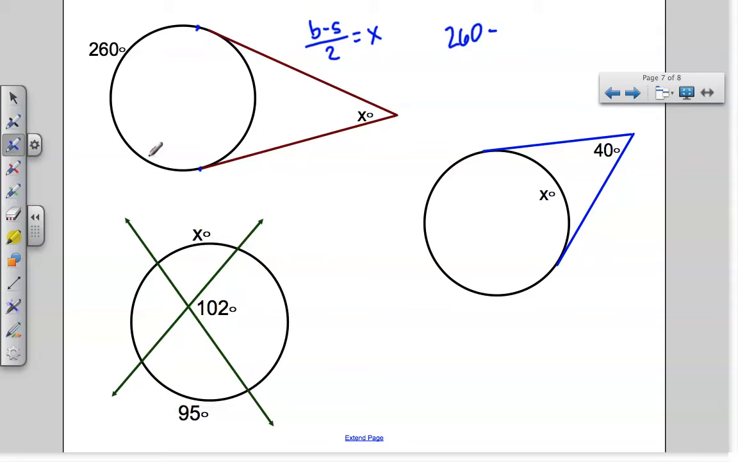I know the circle adds up to 360, so this must be 100, right? 360 minus 260. So I know this little arc's 100 degrees, so that these two could add up to 360. So my small arc is 100. I'm doing big arc minus little arc divided by 2, and that'll give me x here. So in this case, 260 minus 100, 160, divided by 2, and x is 80 degrees. And that looks reasonable enough, I guess.